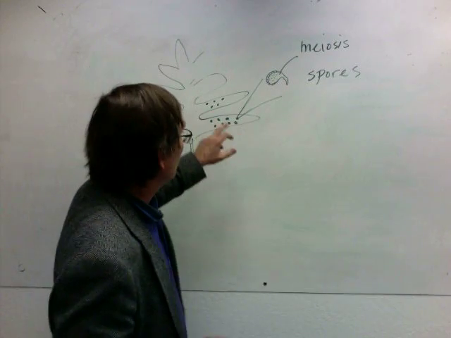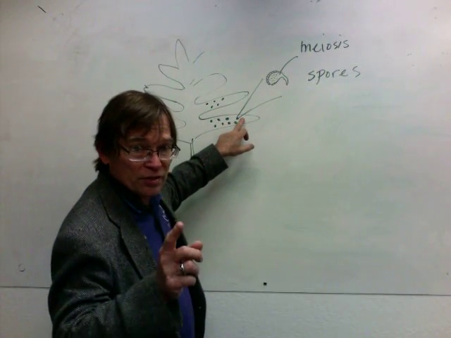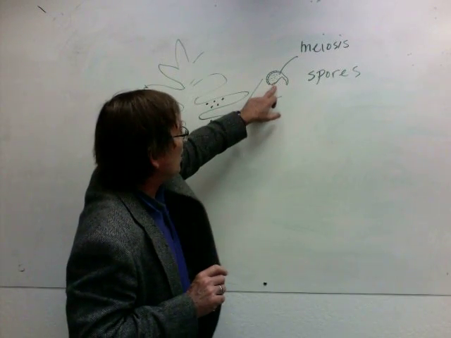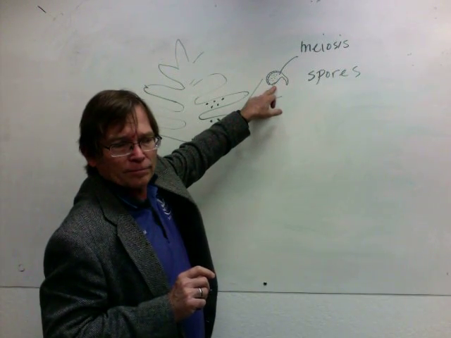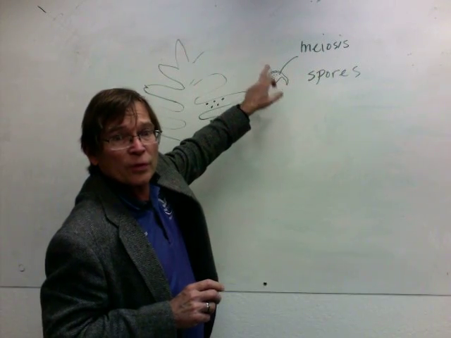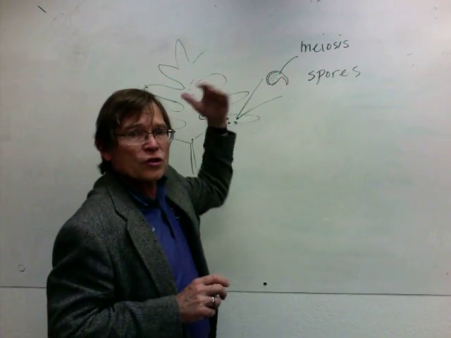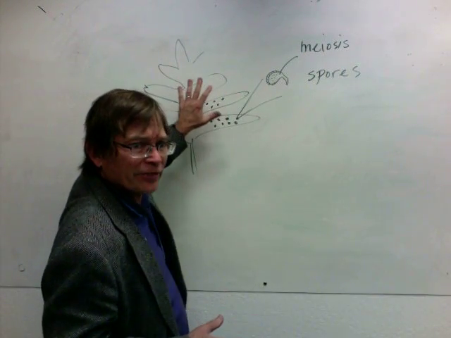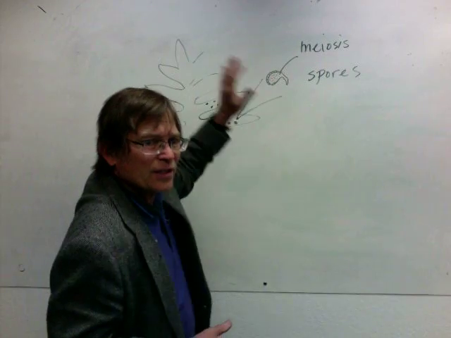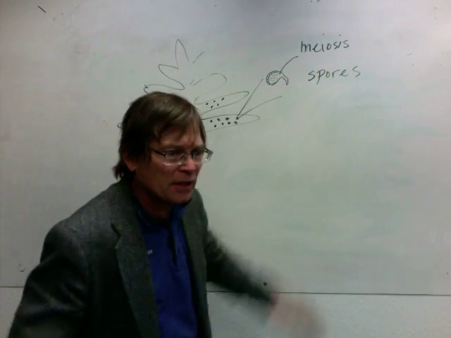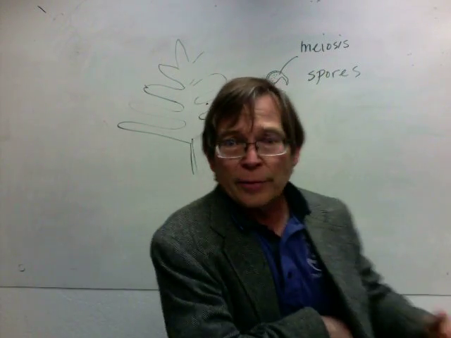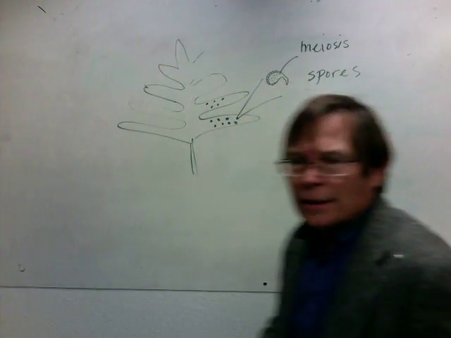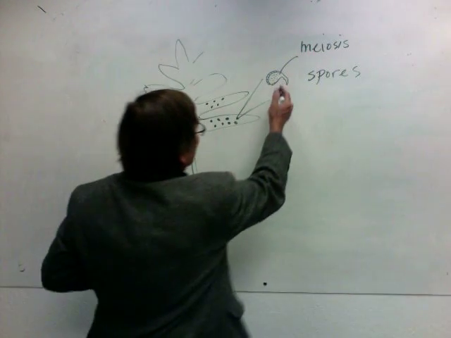They're known as sori. Within a sorus, sorus is singular, sori is plural, are these structures known as sporangia. And it's within the sporangia where the spores are formed. So you're beginning to pick up on that. Sporophyte, sporangia, spores. It should be easy to link that stuff together in your memory. Now, meiosis takes place here.